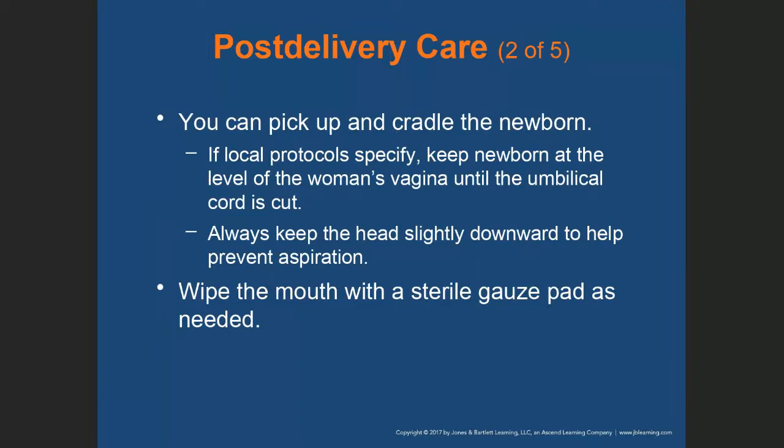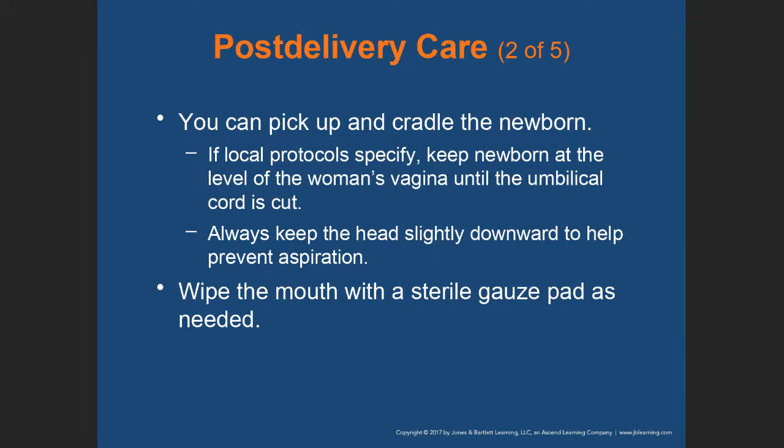Keep the newborn at the level of the woman's vagina until the umbilical cord is cut, and do not cut the cord until it stops pulsating. So wait until the cord stops pulsating. Once it stops pulsating, it means that the newborn's circulation has taken over. Their circulatory system has now taken over. And when you're going to cut the cord, it's 4 fingers from the newborn, first clamp, and then 2 fingers above the first clamp, second clamp, and then cut in between.